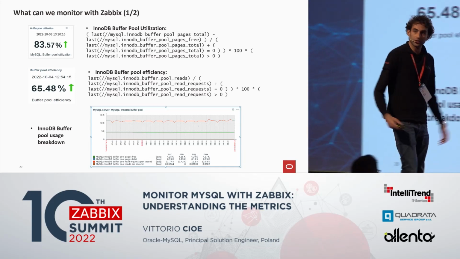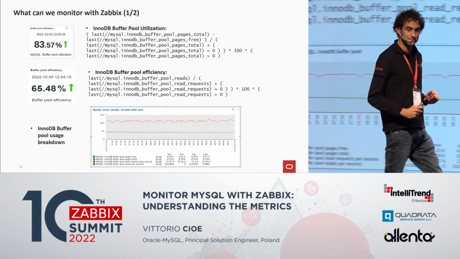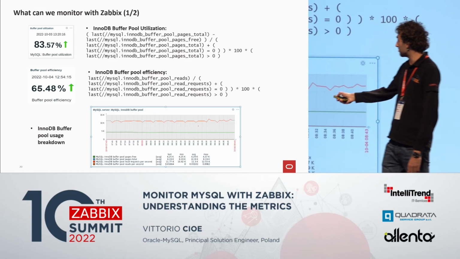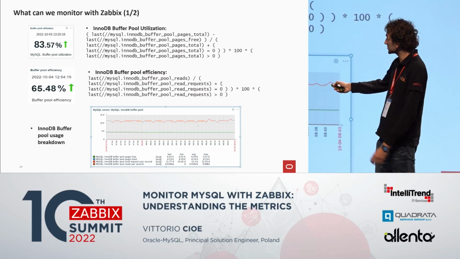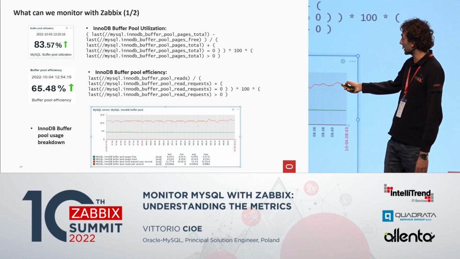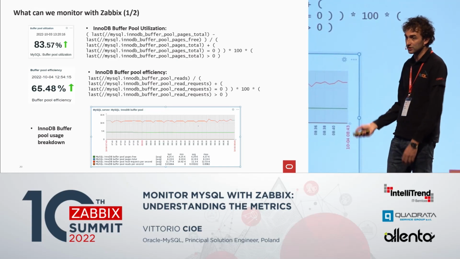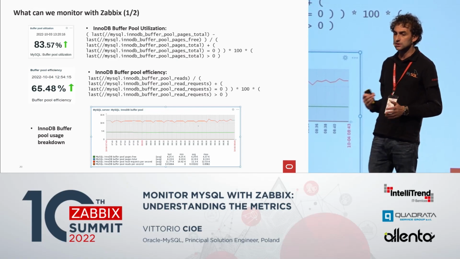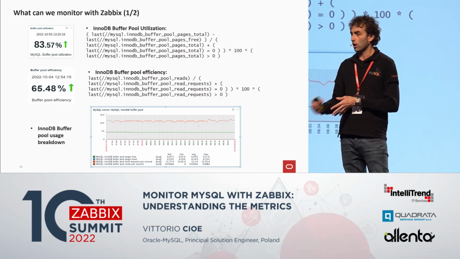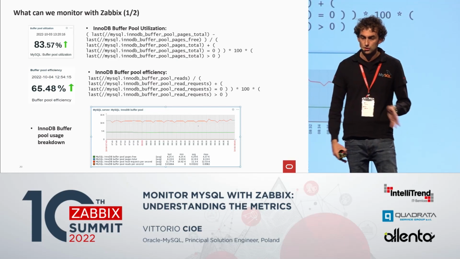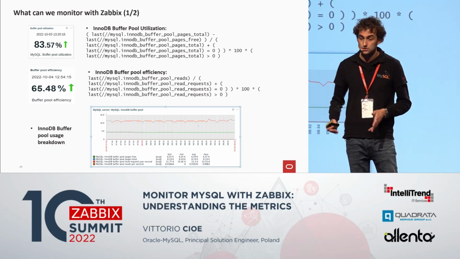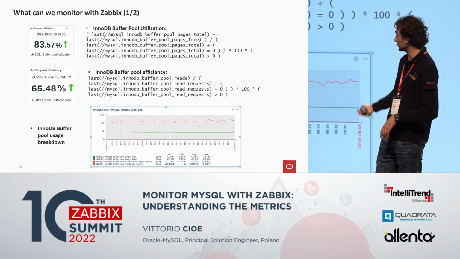How can we monitor these with Zabbix? We have the metric which speaks about the buffer pool utilization, and also this is the way Zabbix calculates that percentage. It's fairly similar to that query. I would say it's a more accurate calculation because it refers to the last runtime values. As well, I can calculate the buffer pool efficiency.